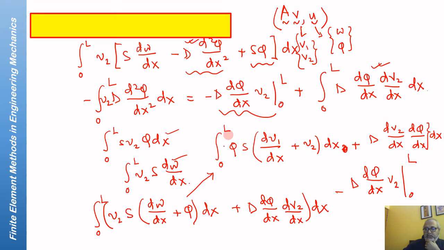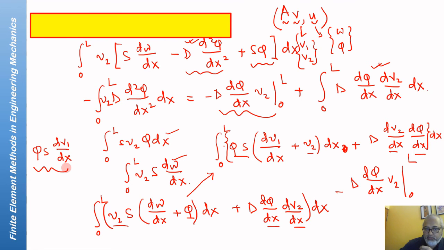So here we see that this term is fine. This into this is the same as this into this, and this into this is the same as this into this. The problem is with the phi s dv1 dx term. This term has a problem.